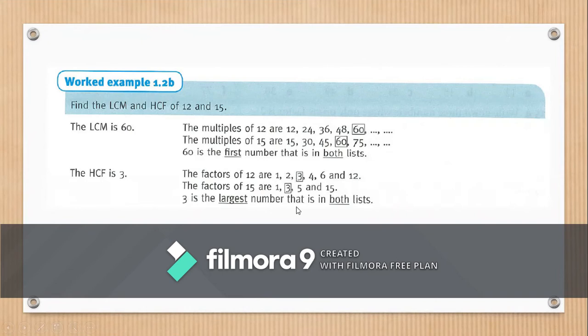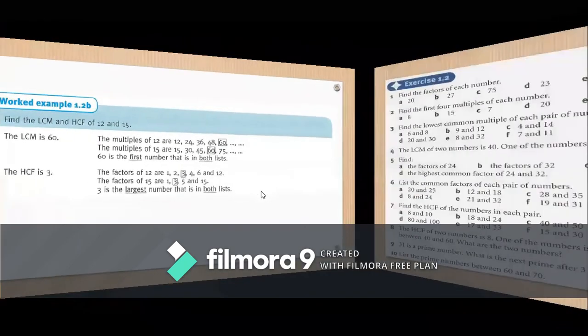Okay, 3 is the largest number that is in both lists. There's no other number that is larger, because 1 is also common, but 3 is the largest one. Here H means highest, so that is the largest one. So 3 is our HCF.